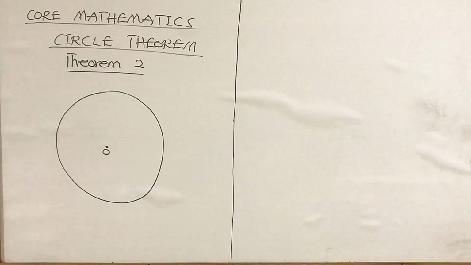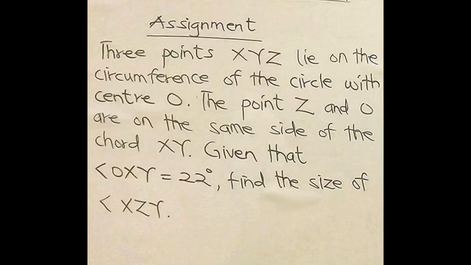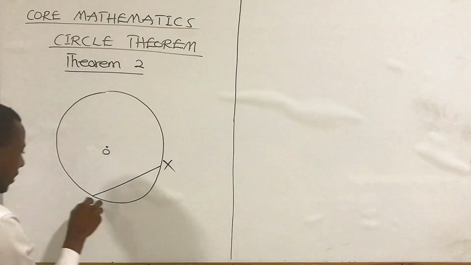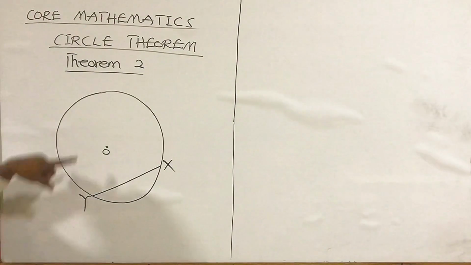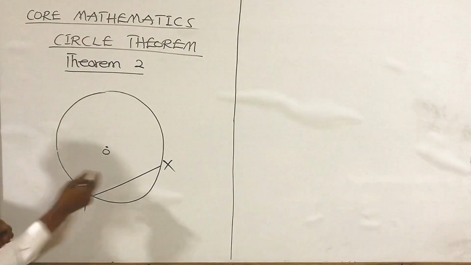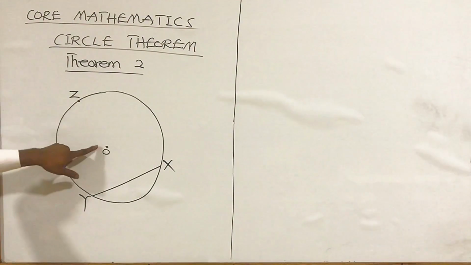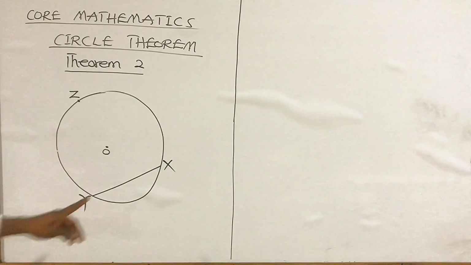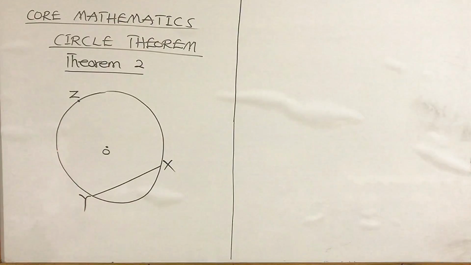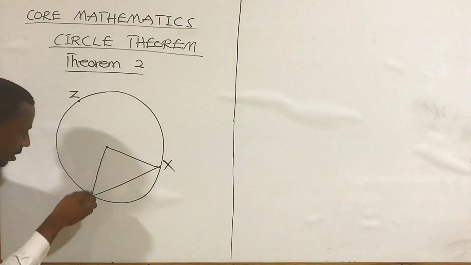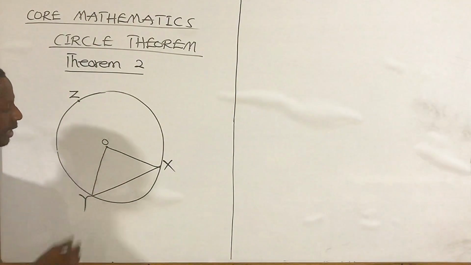The points Z and O are on the same side of the chord XY. So let me put any line here, X and Y, and the question is saying that Z and O are on the same side, meaning that Z can be put somewhere here. So Z and O are on the same side of the chord XY. The moment we have this, then we can easily join this line, where we still have center O, like this.